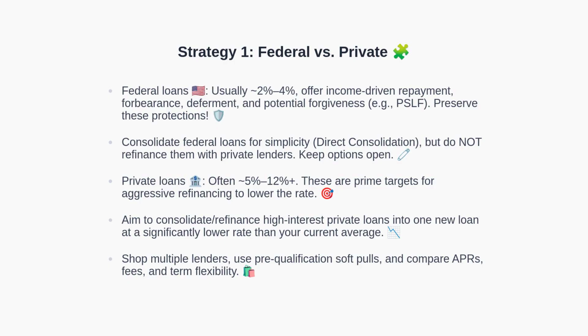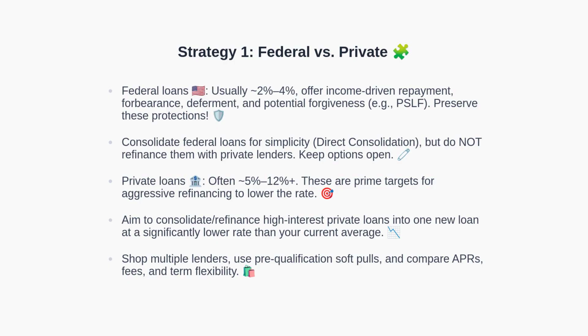First, separate your loans into federal and private. Federal loans typically have rates in the 2 to 4% range and include crucial protections like income-driven repayment, forbearance, deferment, and potential forgiveness, such as public service loan forgiveness. Because these protections are valuable, you generally should consolidate federal loans via a federal direct consolidation for simplicity, but avoid refinancing them into private loans. Doing so would permanently forfeit federal safeguards.